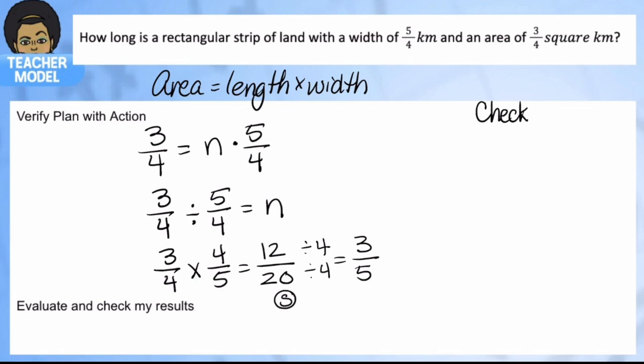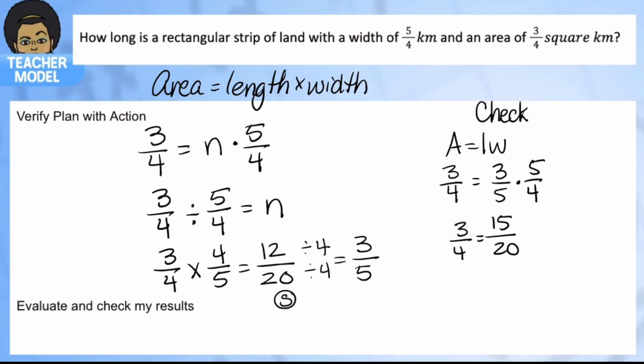Kilometers. Before I write it down in my bottom step, I want to make sure I check my results. That means I'm going to go back to my original area equals length times width, and see if both sides are equal to each other. If the product of length and width is equal to the area, then I know I'm right. So I'm going to put the 3/4 down for area. Our length is 3/5. Our width is 5/4. And when you multiply 3/5 by 5/4, 3 times 5 is 15, 5 times 4 is 20. Just looking at it, they don't look the same because I need to simplify this final answer.